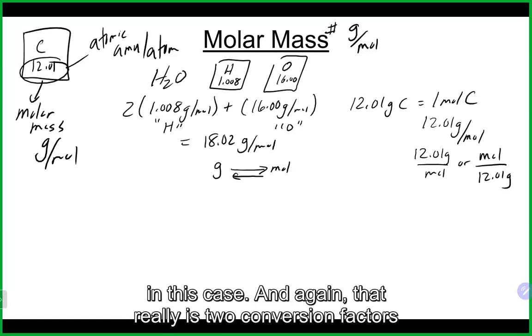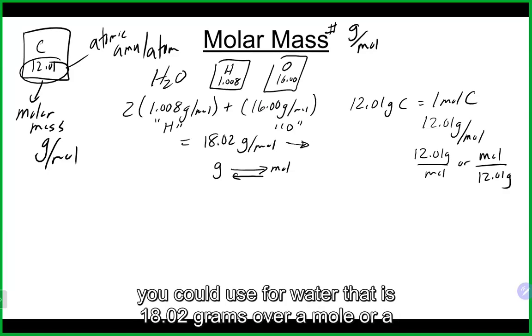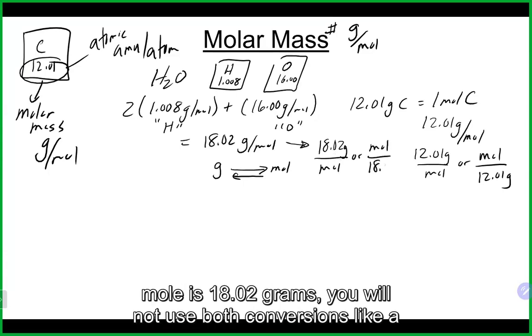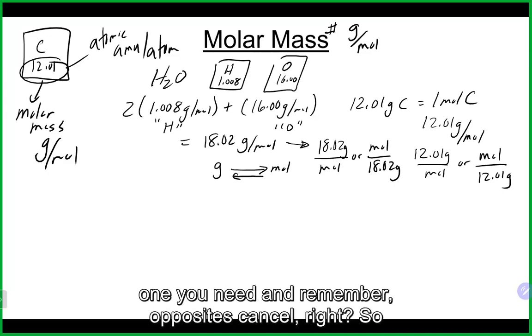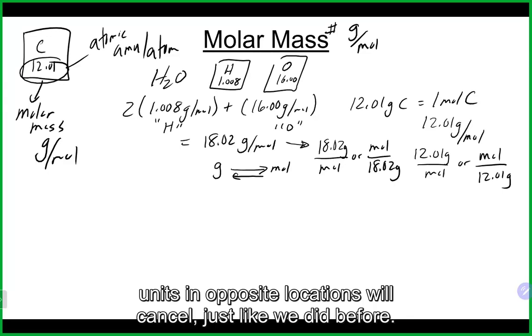And again, that really is 2 conversion factors you could use for water. That is 18.02 grams over a mole, or a mole is 18.02 grams. You will not use both conversions like a normal dimensional analysis problem. You will pick whichever one you need. And remember, opposites cancel, right? So units in opposite locations will cancel just like we did before.